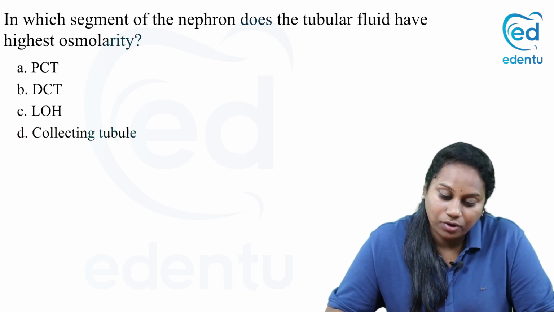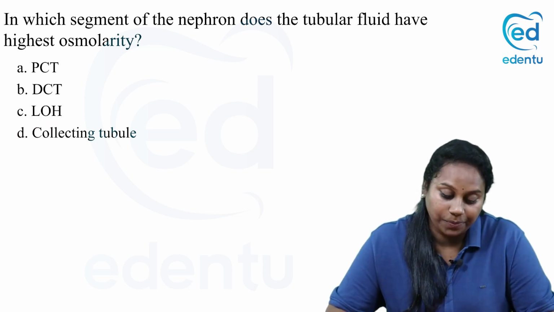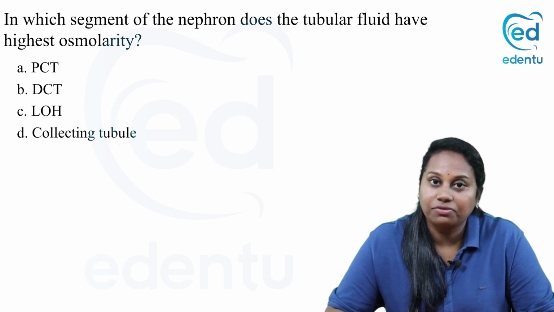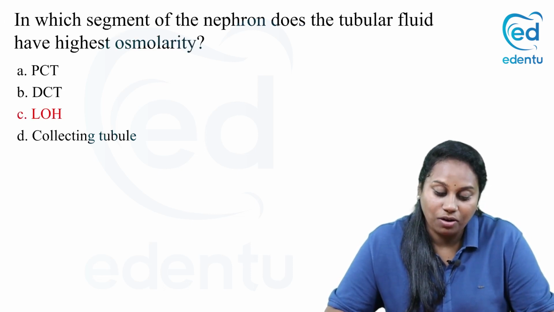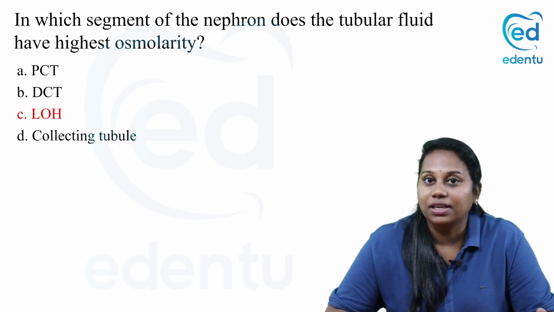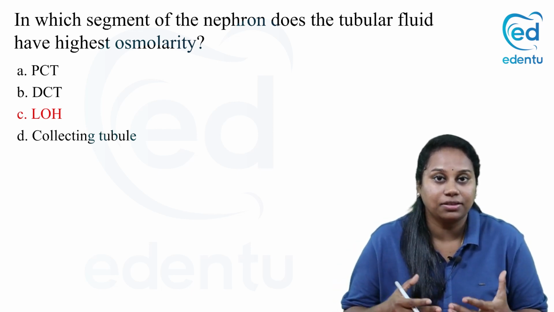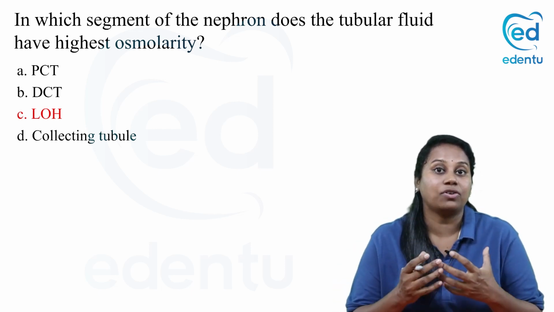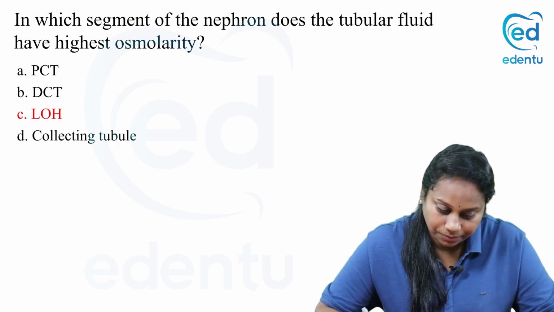In which segment of the nephron does the tubular fluid have highest osmolarity? Can you think of the answer for this? Yes, the answer is loop of Henle, because the fluid which leaves the descending limb is hyperosmolar. So the fluid entering the thick ascending limb is hyperosmolar. That's why the answer is loop of Henle.